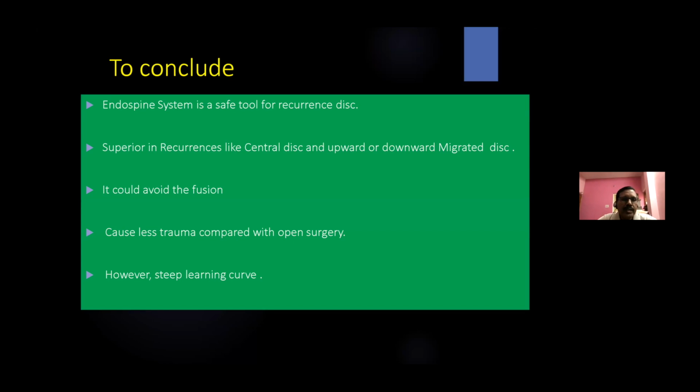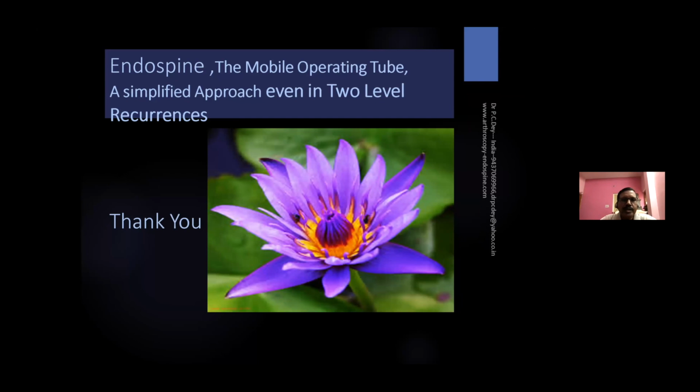So to conclude, the endospine system is a safe tool for the recurrent disc. Superior in recurrences like central disc and upward and downward migrated disc. It could avoid the fusion, caused less trauma compared to the open surgery. However, the steep learning curve. So endospine, the mobile operating tube, a simplified approach in the 2-level recurrences also. Thank you very much.